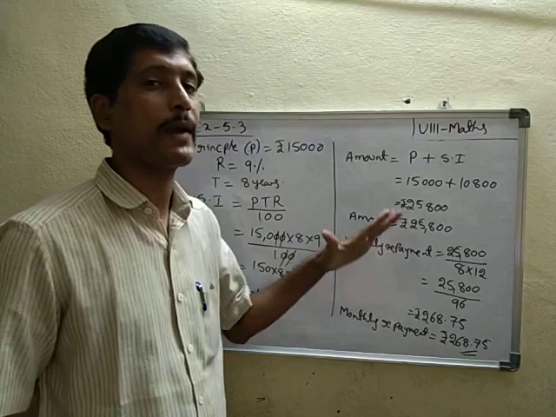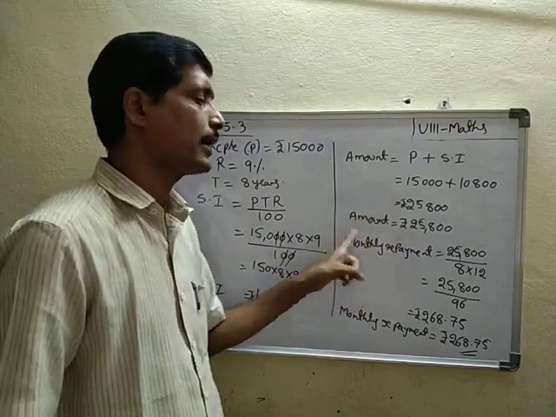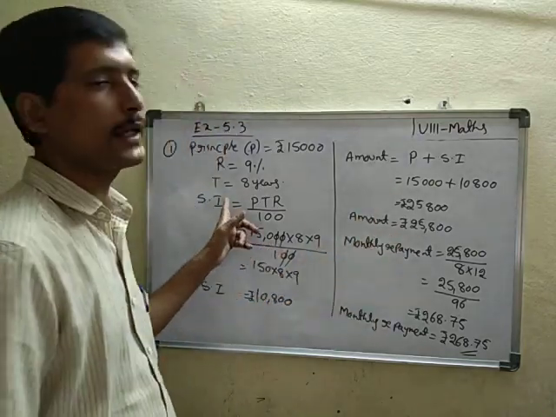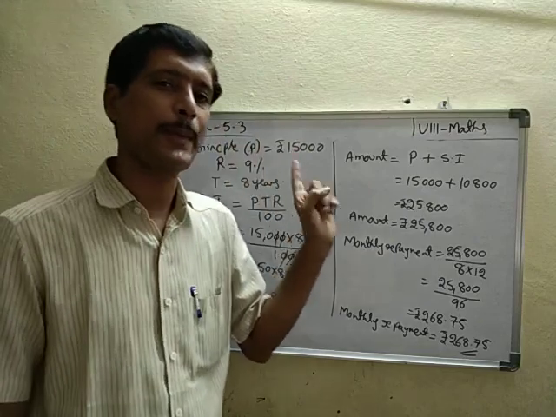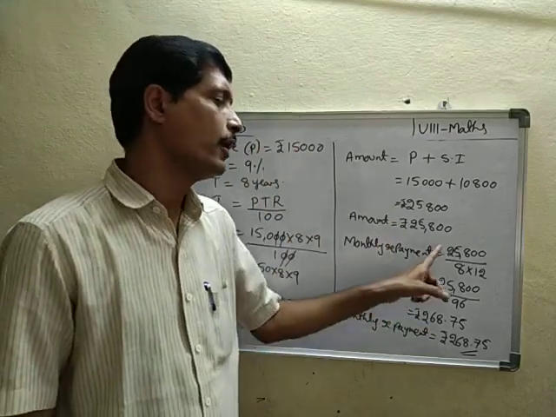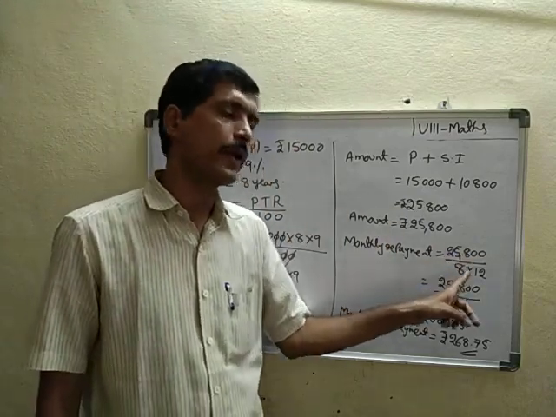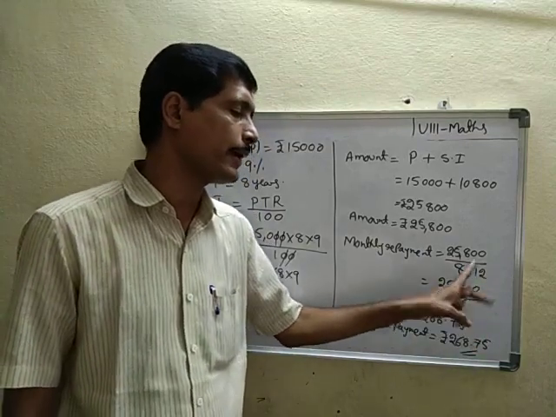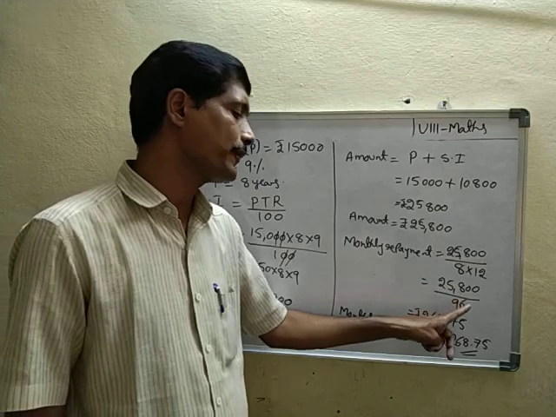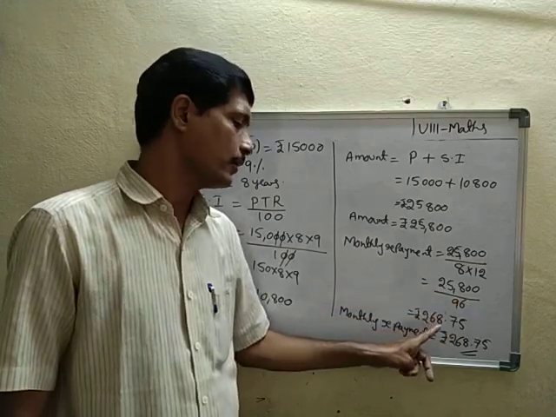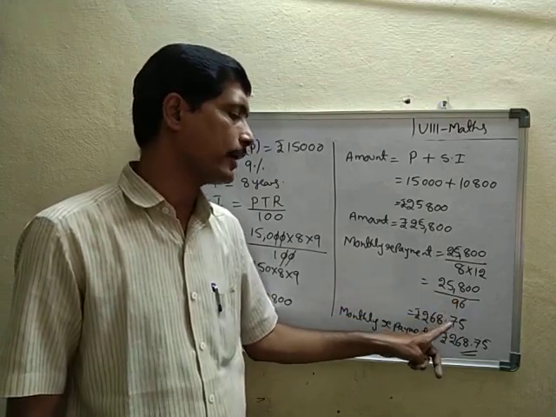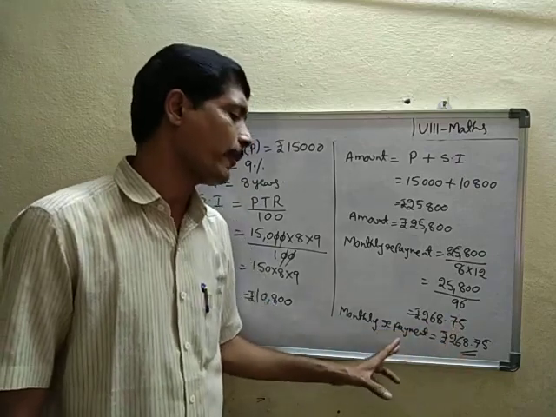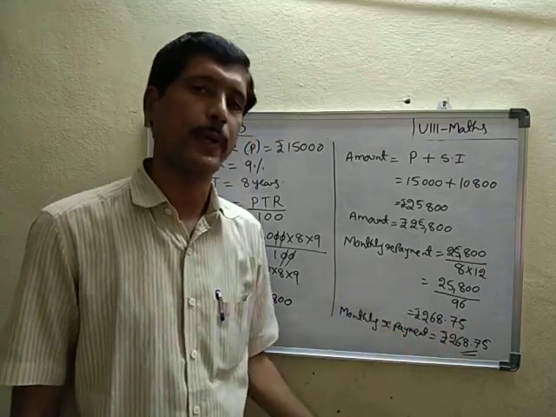Therefore the bank is asking the monthly repayment. Monthly repayment: here 8 years, and every year compulsorily has 12 months. Therefore 25,800 by 8 into 12, that equals 25,800 by 96. On division, you get 268.75 paisa, or approximately 269 rupees.